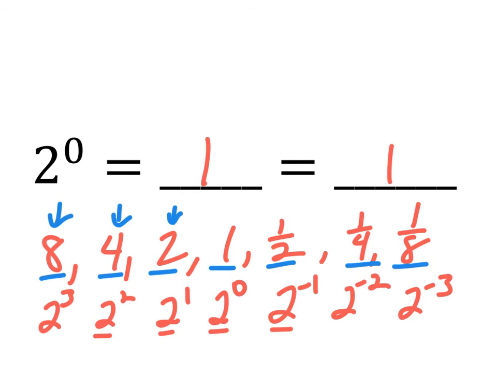You may or may not see this pattern going on, but we have 2 to the 3rd is 8, and 2 to the negative 3rd is 1 over 8. Okay? 8 and 1 over 8 are reciprocals.